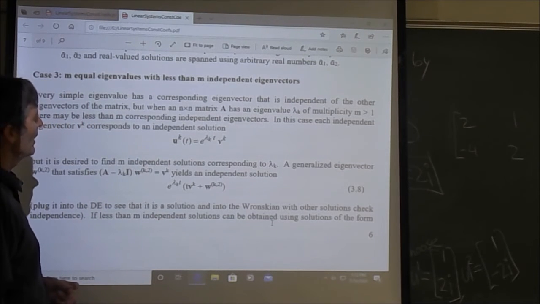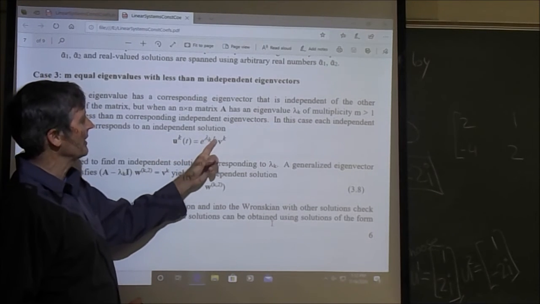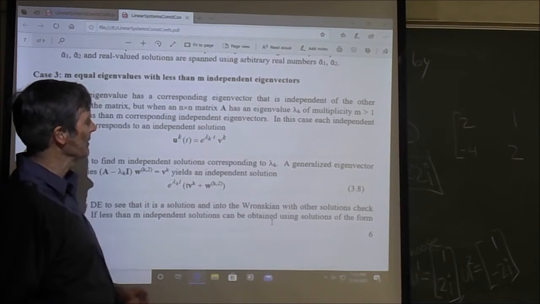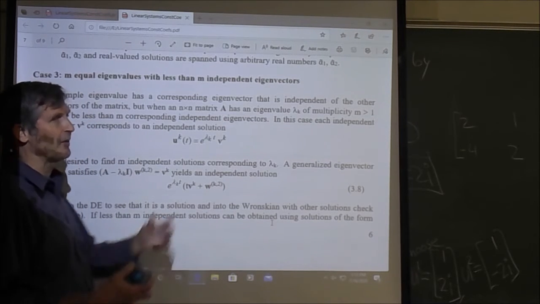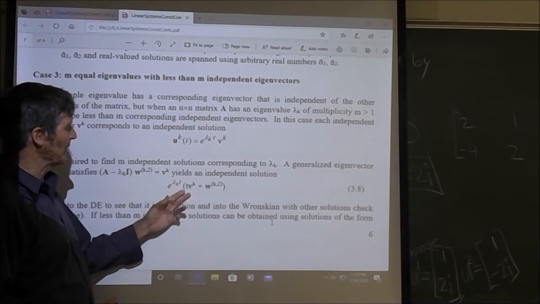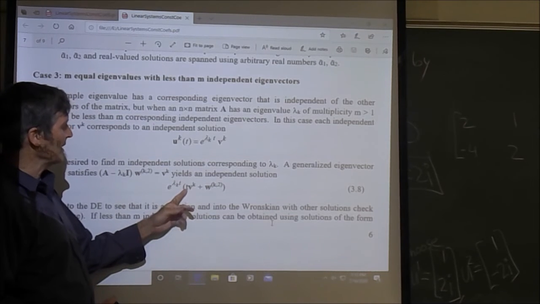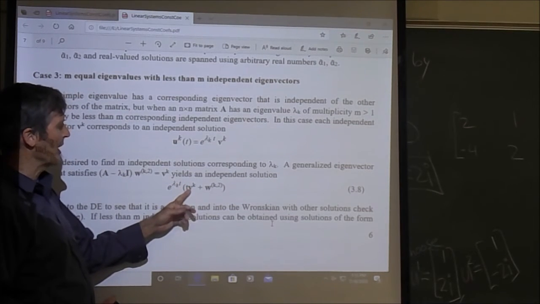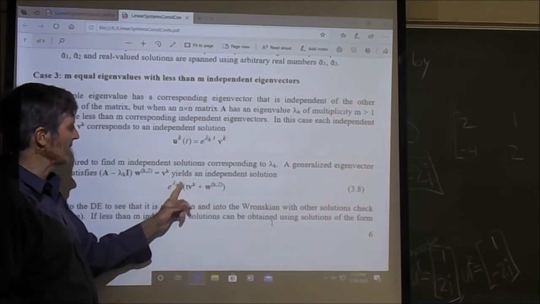So what do we do? Well, by the theorem we did, still one solution is e to the lambda t times u, the corresponding eigenvector, just like before. We just have to find a second one. It turns out, and I'll leave out the theory on this, that the second solution is t times the first eigenvector you found plus what's called a generalized eigenvector, all times e to the eigenvalue t.